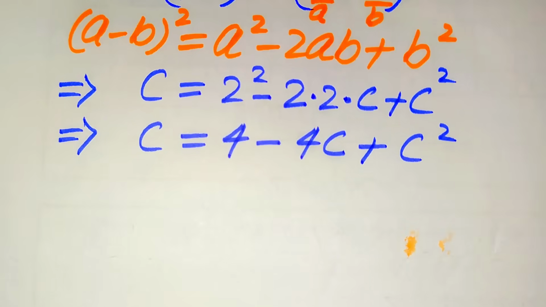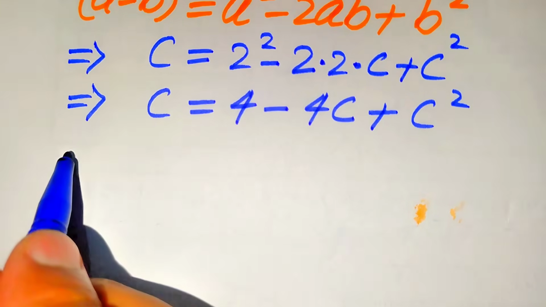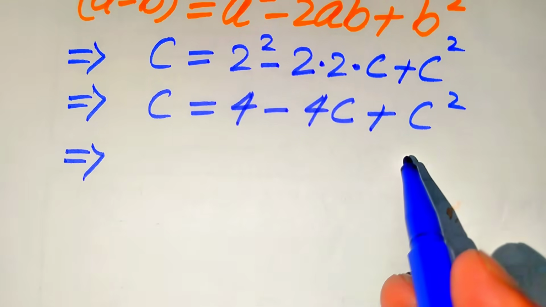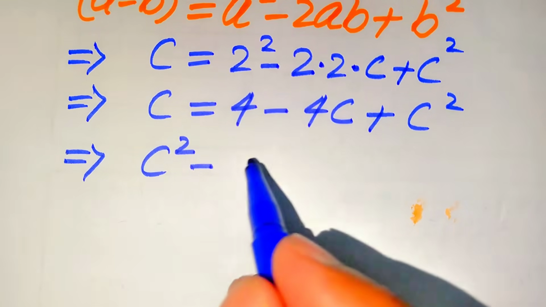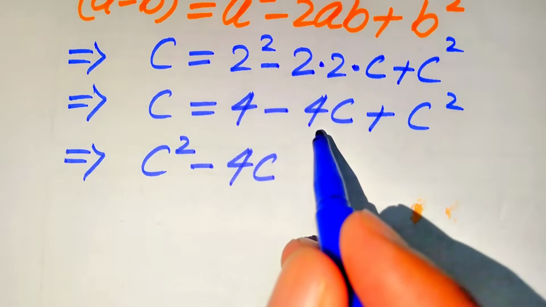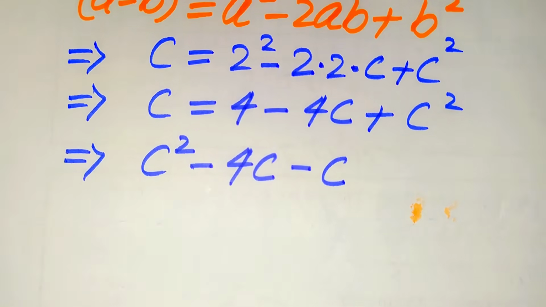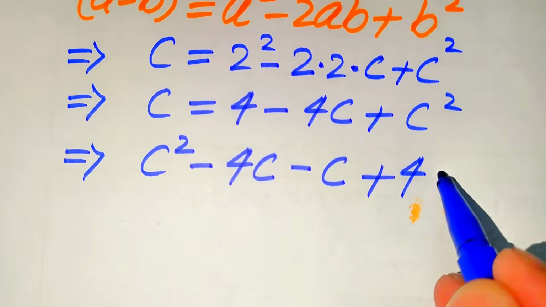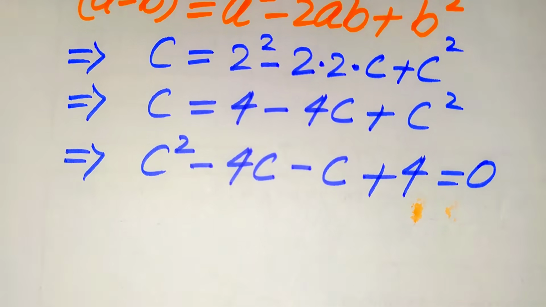So you see here this equation becomes quadratic in the c variable but not in the standard form. So first we write this equation in the standard form. For this we move the c to the right hand side and it will be written as c square minus 4 times c, this is plus c, when we move it to the right hand side it becomes minus c, plus 4, and this whole equation is equal to 0.